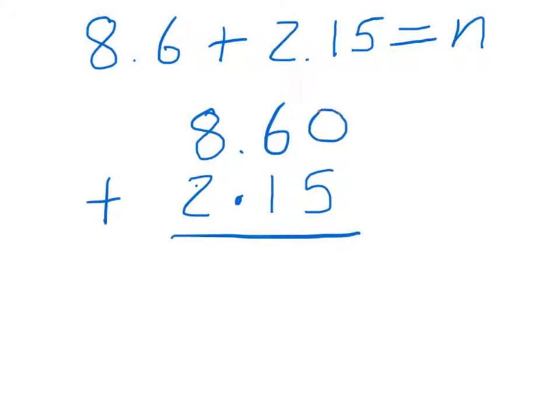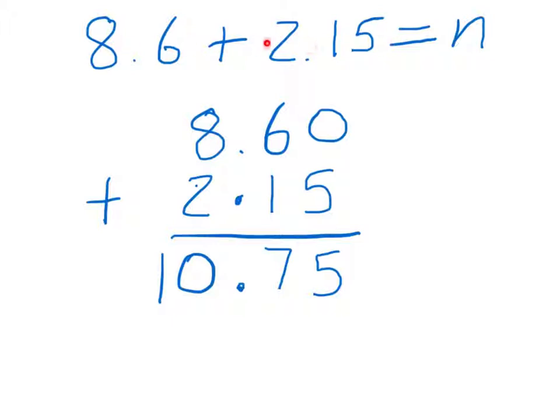I'm going to add that 0 to help myself out. 0 plus 5 is 5, 6 plus 1, 7, 8 plus 2 is 10. Then last step, drop down that decimal point. It goes right there, and I get 10.75.